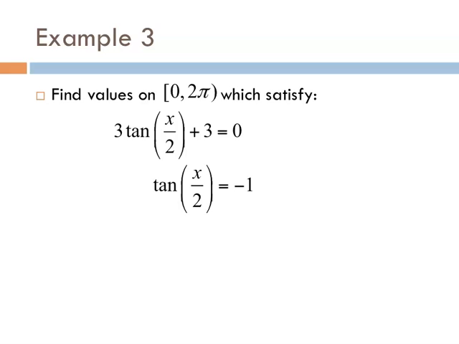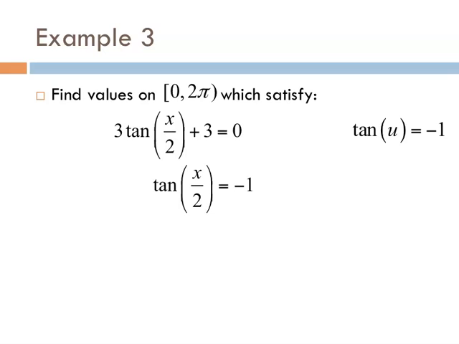Now, if it helps you, you can feel free to replace the x over 2 with just one variable. Just remember that at the very end, you are solving for x, so you'll have to do a substitution again. So let's go ahead and try that. So let's say instead of x over 2, I'm going to let u equal x over 2. So tangent of u is equal to -1. What does u equal in this case?